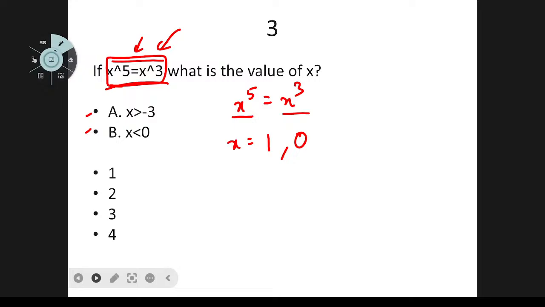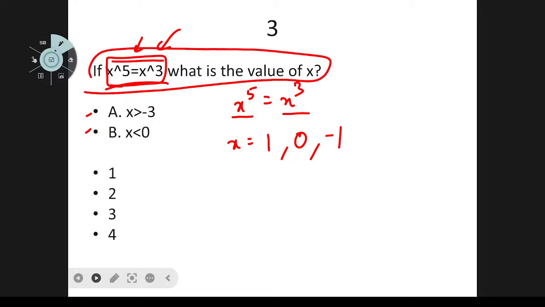Can x be equal to 0? Yes. 0 power 5 and 0 power 3, that is also fine. Can I take the x value as -1? Yes. From the question itself, I understood the value of x can be 1 or 0 or -1. There is no other value which fits here. So what is the value of x? It can be 1 or 0 or -1, but I don't know what is the value of x as of now. I have three options. That's it. Now I will use these conditions to sort out what is the value of x.